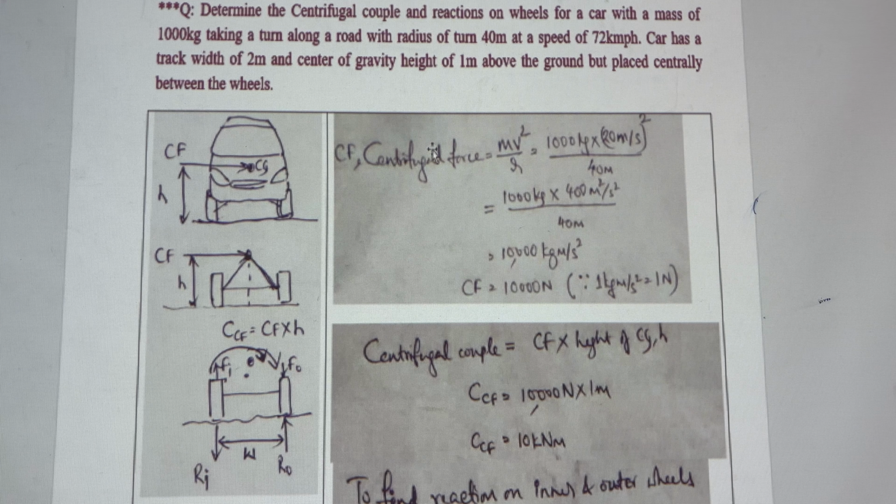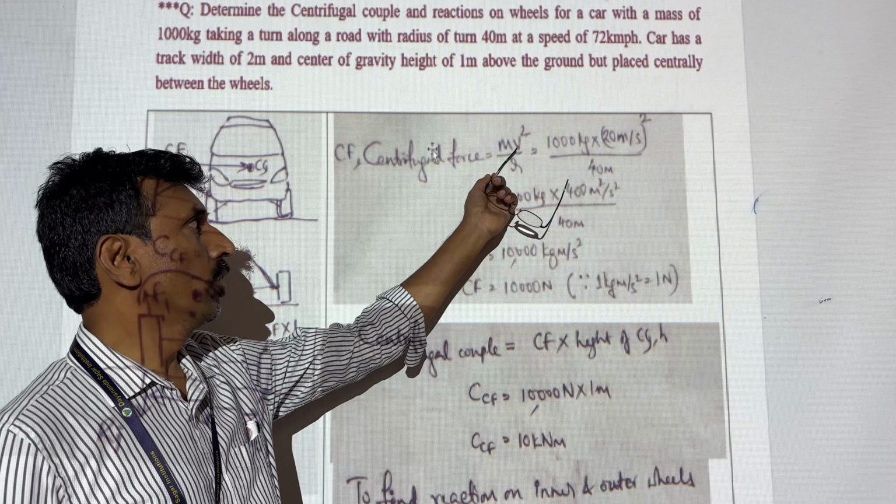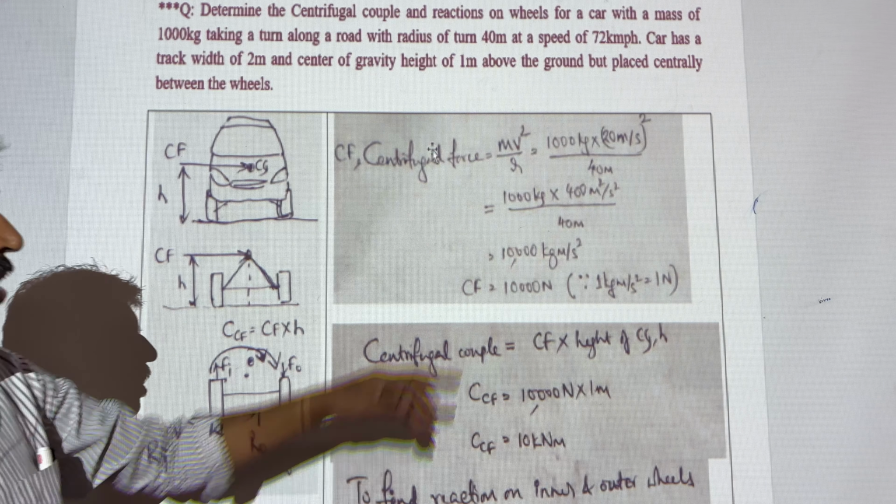We just wanted to know what the reaction forces on the wheels are when a car is trying to make a turn, and the details are given here. The car has a weight of 1000 kg, which is shown here, and a velocity of 72 km per hour.